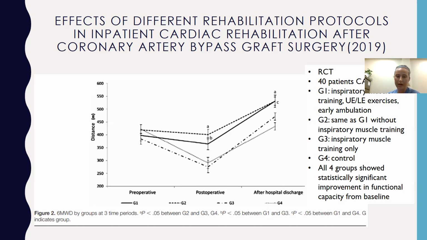And then they looked at the 6-minute walk test before surgery, after surgery, and then after hospital discharge. And what they found was that all 4 groups showed statistically significant improvement in functional capacity from baseline. And that's indicated by the less than 0.05 p-value at the bottom of this graph. So again, just another indication that the 6-minute walk test shows statistical significance for us to be using in assessing pre and post intervention for our patients status post cardiac or status post CABG surgery.